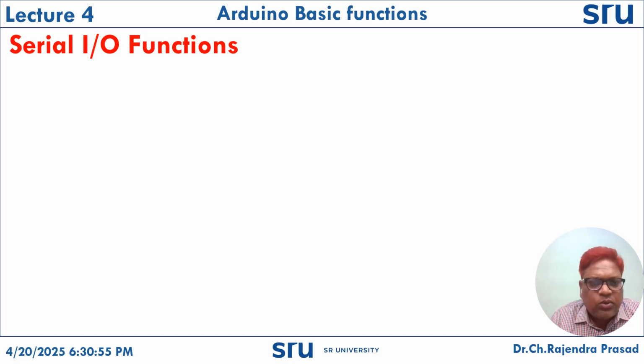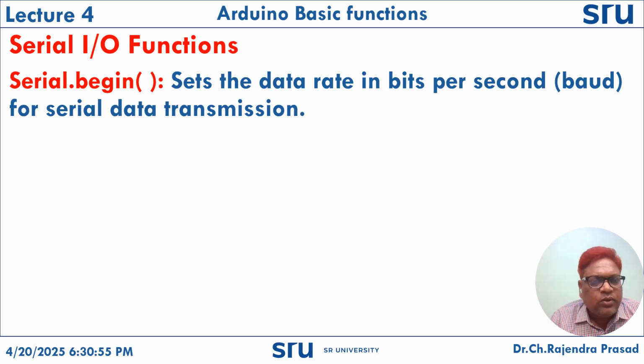Coming to serial IO functions, there are three functions. Let us discuss one by one. Serial begin. This is normally used when you are using serial communication. First you need to set the baud, the number of bits you are going to transmit from Arduino to some other device, or to receive data from another device to Arduino. So we need to set that baud. To set the data rate in bits per second for serial data transmission, this function is used.